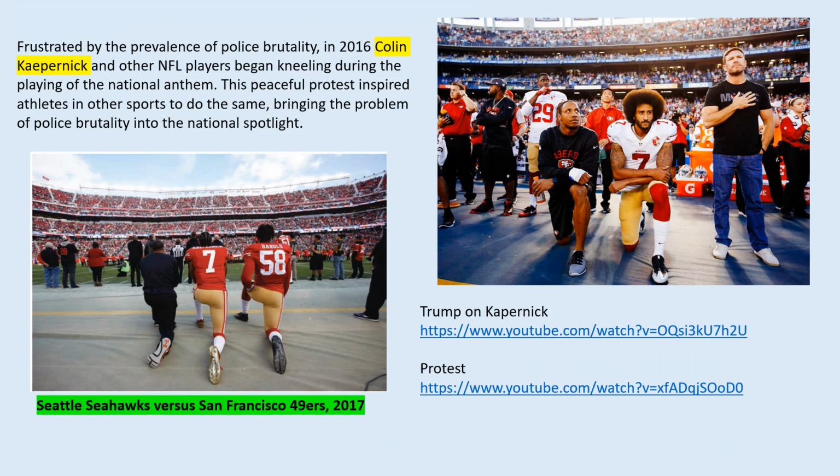Fast forward to Colin Kaepernick, an NFL player who opted to take a knee during the national anthem, as it mentions here, in 2016. This is another required source, and here we have a clip of Colin Kaepernick taking a knee, and then criticism by the President of the United States, Donald Trump.